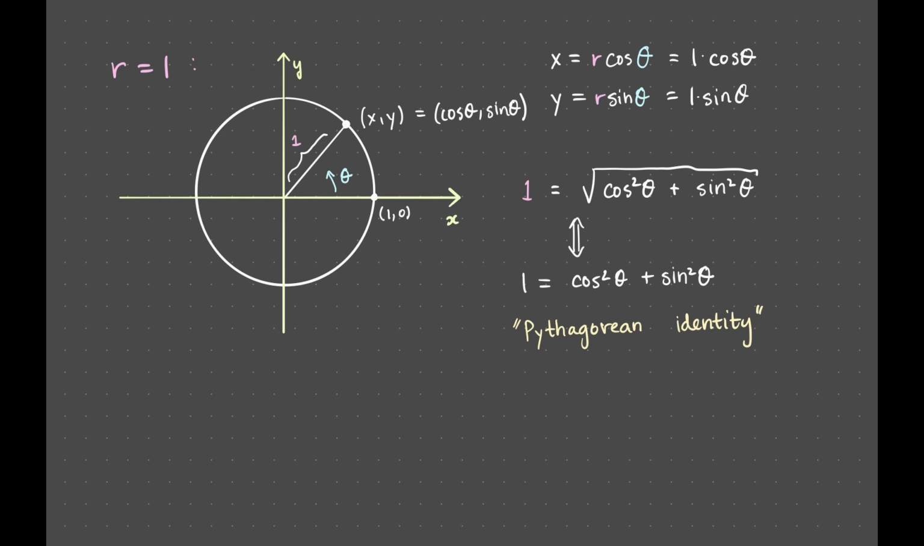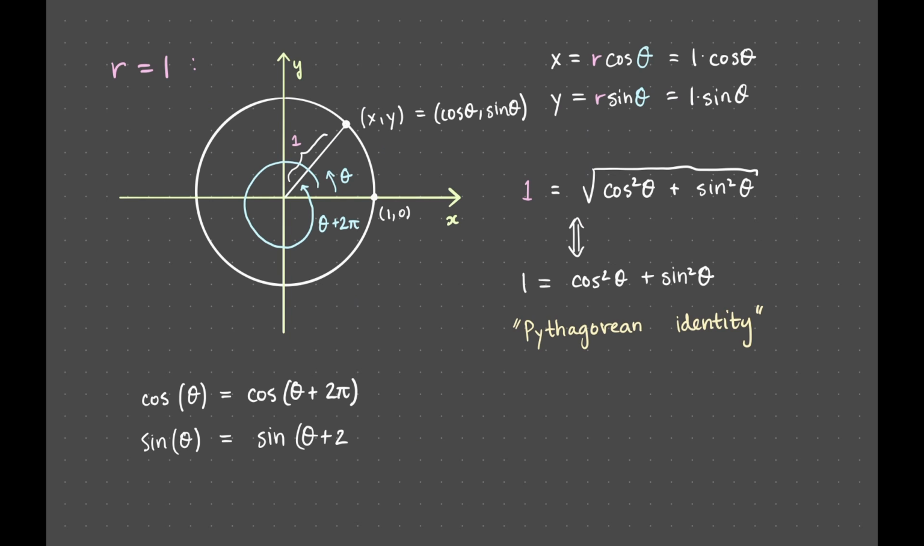As another example, the point with the rotation angle theta is the same as the point with the rotation angle of theta plus 2 pi, because the addition of 2 pi just means that we have gone an extra time around the circle. As a result, we obtain the periodicity relations of cosine theta equals cosine of theta plus 2 pi, and sine theta equals sine of theta plus 2 pi.